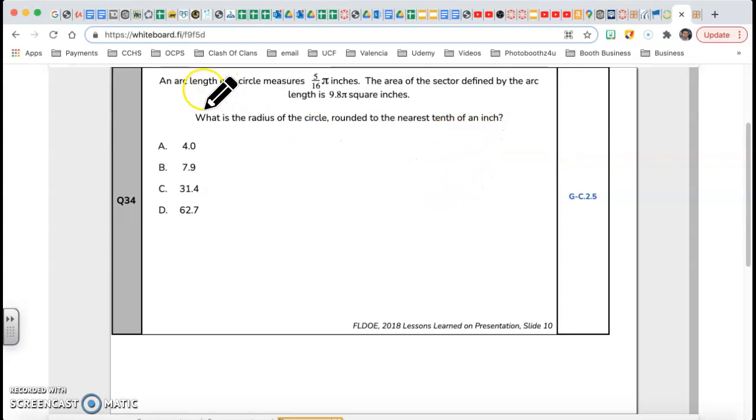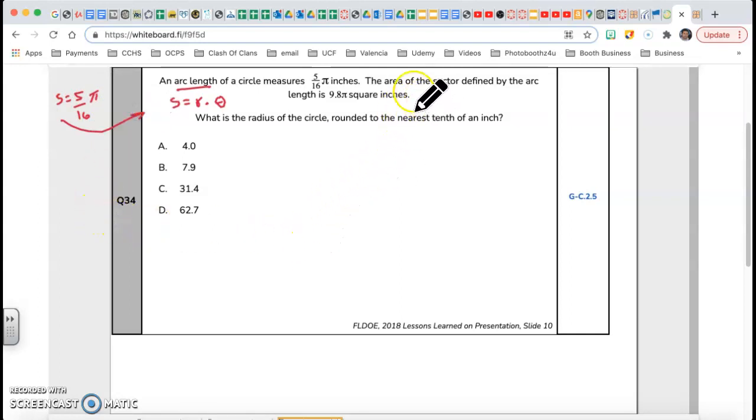Couple things. The arc length of a circle. I need to understand that the arc length is given. This is the arc length: S is equal to radius times theta, which is an angle. That measures 5/16 pi, so S is 5/16 pi. Alright, this is it.